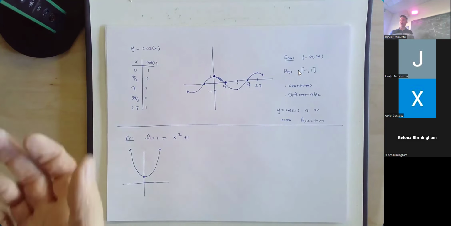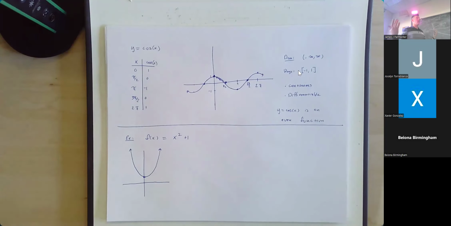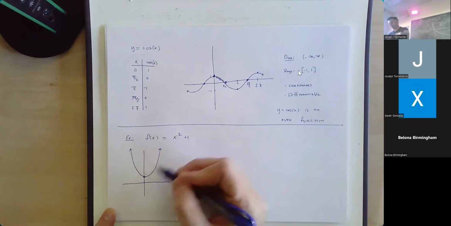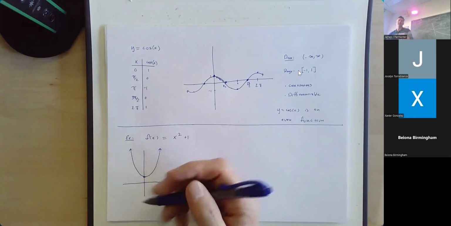It's definitely an even function. It has that symmetry across the y-axis. If you reflected it, it would look the same. Or you can think about it like this: half of it over here is looking over there and seeing its mirror image. It's an even function.